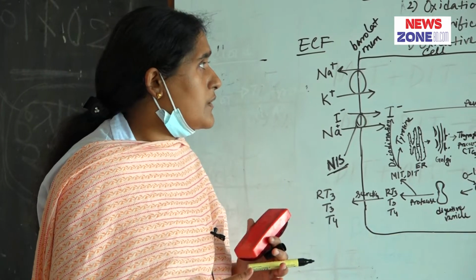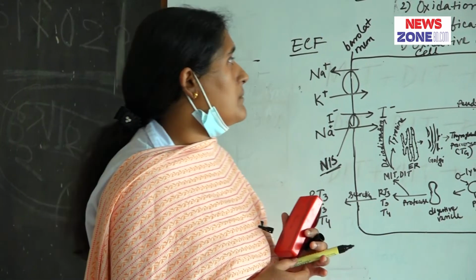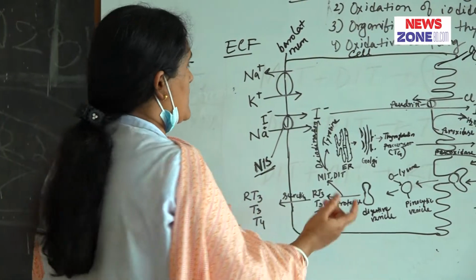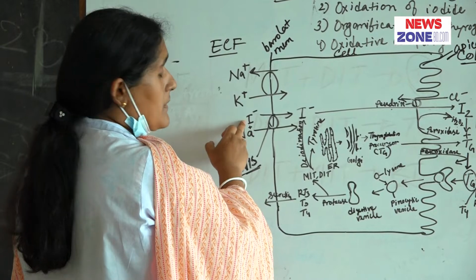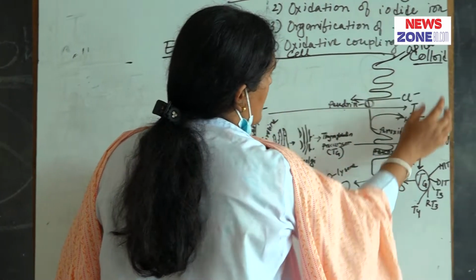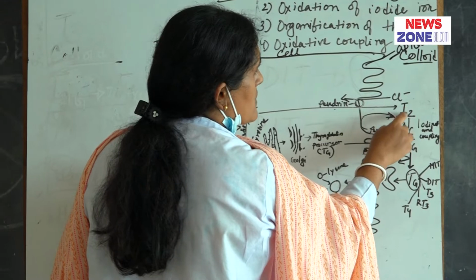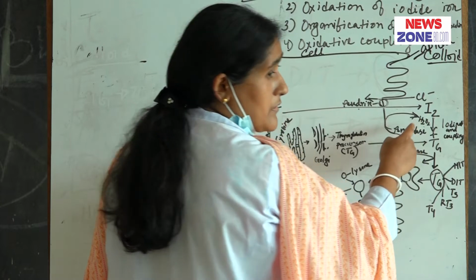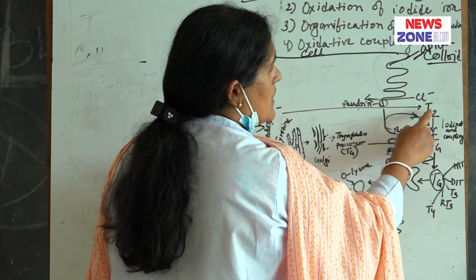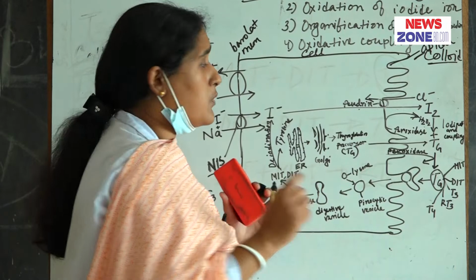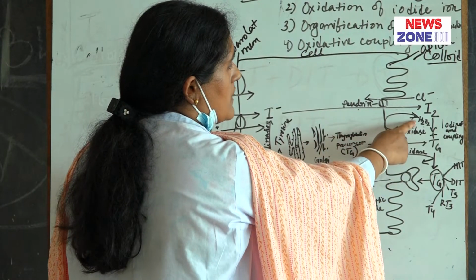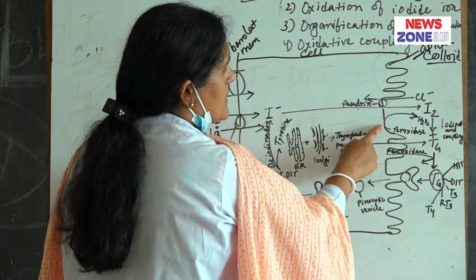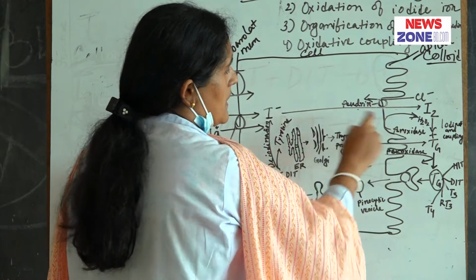Then the second stage of biosynthesis of thyroid hormone is oxidation of iodide ion. In the ECF there is iodide, but in the colloid it is converted into oxidized iodine. So oxidation of iodide occurs and it is converted into oxidized iodine, and this reaction is mainly promoted by the peroxidase enzyme along with hydrogen peroxide. This peroxidase enzyme is mainly present in the apical membrane of the cell.